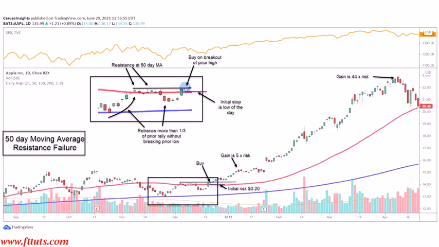You can see here on a zoomed in version, we came in and took out the prior high with this low, small range bar. You can place your stop below the low of that day, which is 20 cents in this case. Very quickly, you have 5 times your risk, and soon after, 44 times your risk.